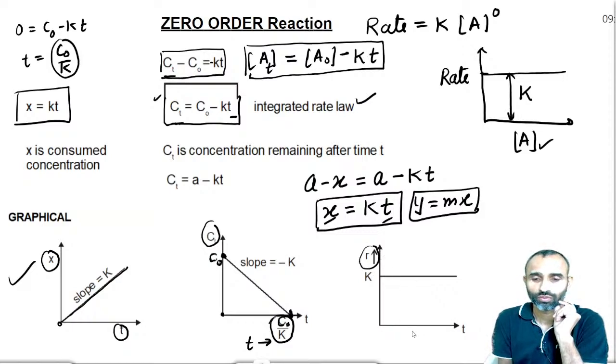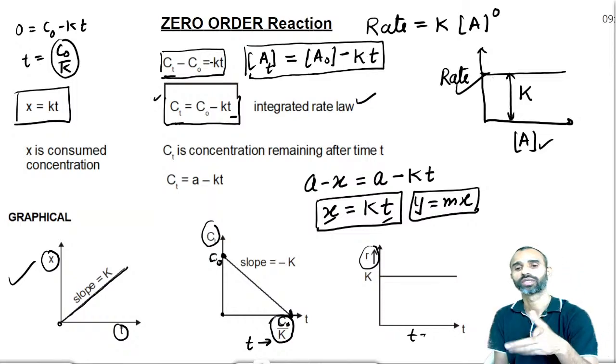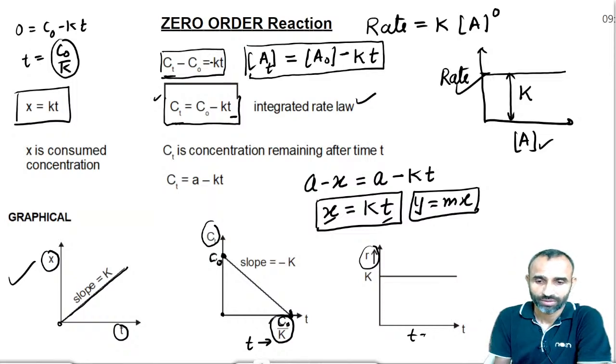Rate versus time, plot a graph, that is a straight line, independent of the time, independent of the concentration. Concentration is independent, so obviously it is independent of time.